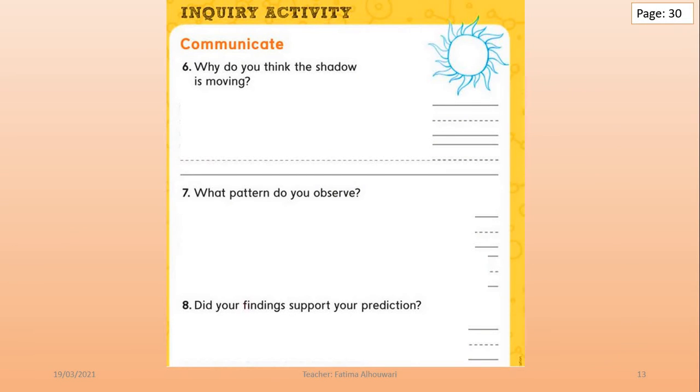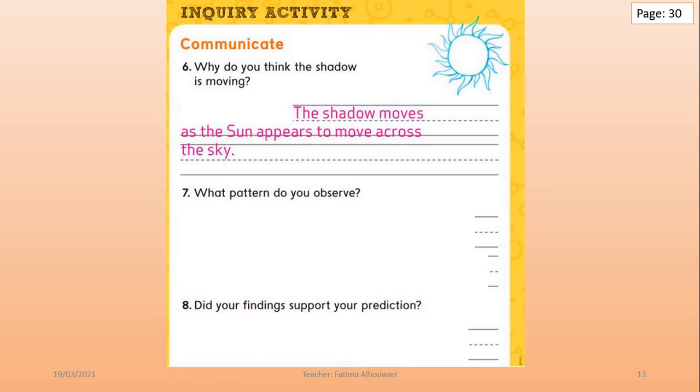Let's discuss these questions together. Why do you think the shadow is moving? Is it related to the sun? What do you think, grade 1? Yes, of course. The shadow moves as the sun appears to move across the sky. The sun does not move, but it appears to move across the sky. So, the shadow moves as the sun appears to move across the sky.